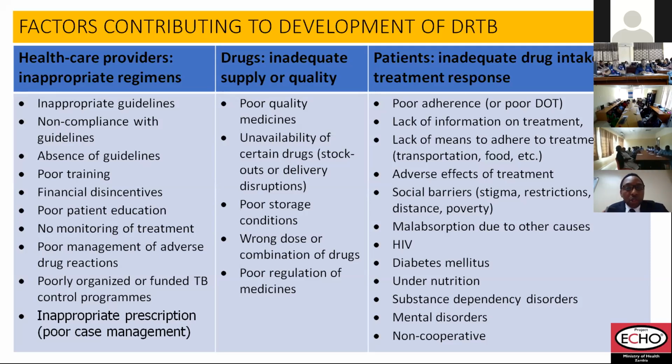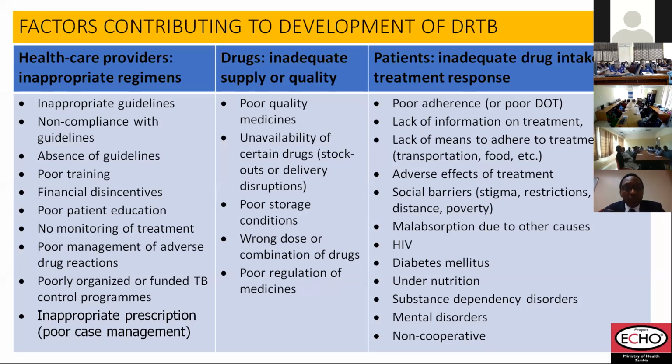Now coming to the drugs themselves: poor quality medicine and unavailability of certain drugs, stock out of drugs, things I was talking about, and poor storage. All drugs are required to be kept at a certain temperature. If you expose the TB drugs to sunlight or extremes of weather, the drugs will lose their efficacy and potency. And if you give those same drugs to a patient, those drugs will not be effective.